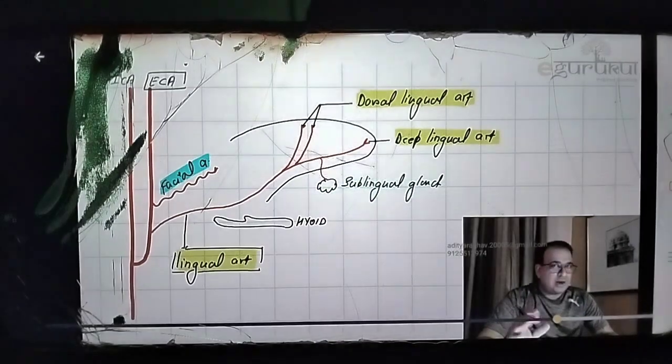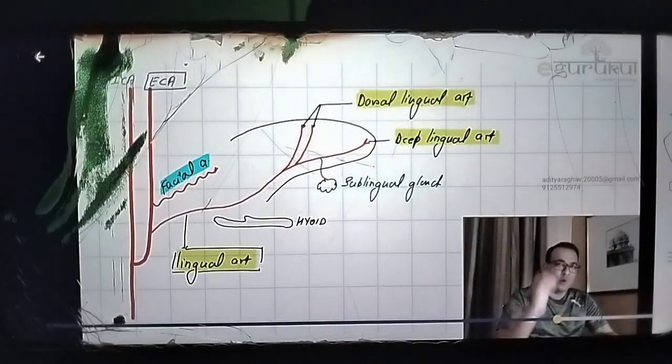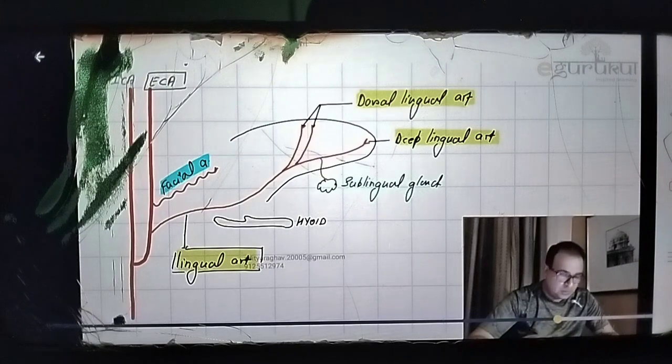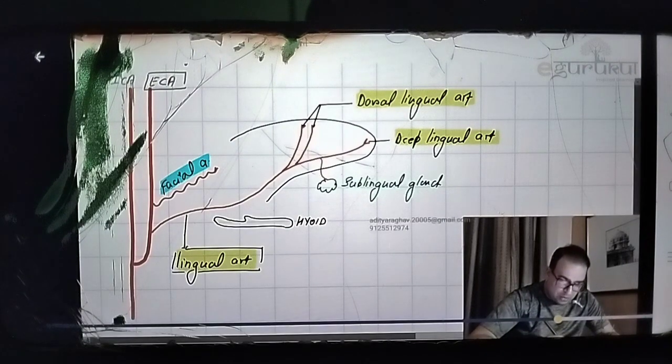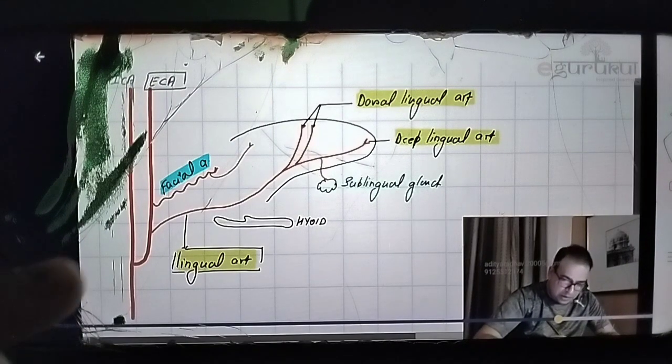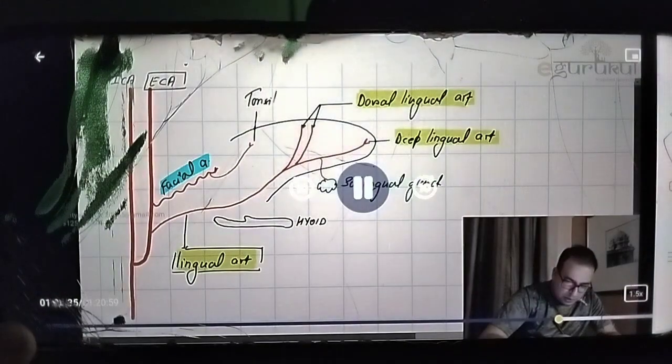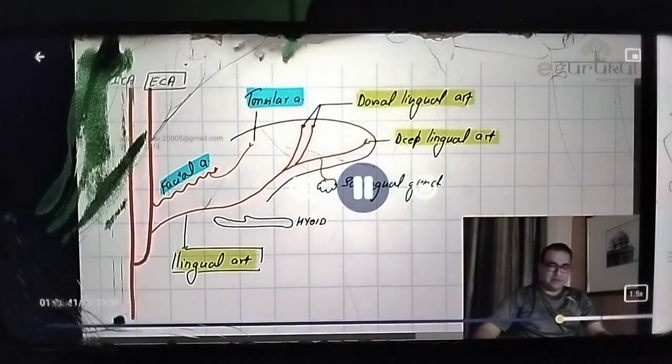Tonsillar artery. So the tonsillar artery is not only supplying the palatine tonsil or soft palate, it is also supplying the posterior and the outer part of the tongue. So it's the tonsillar artery, the tonsillar branch of the facial artery. This here is the tonsillar artery. I'm just trying to use the same color for the individual arteries, so that you can see the branches easily.